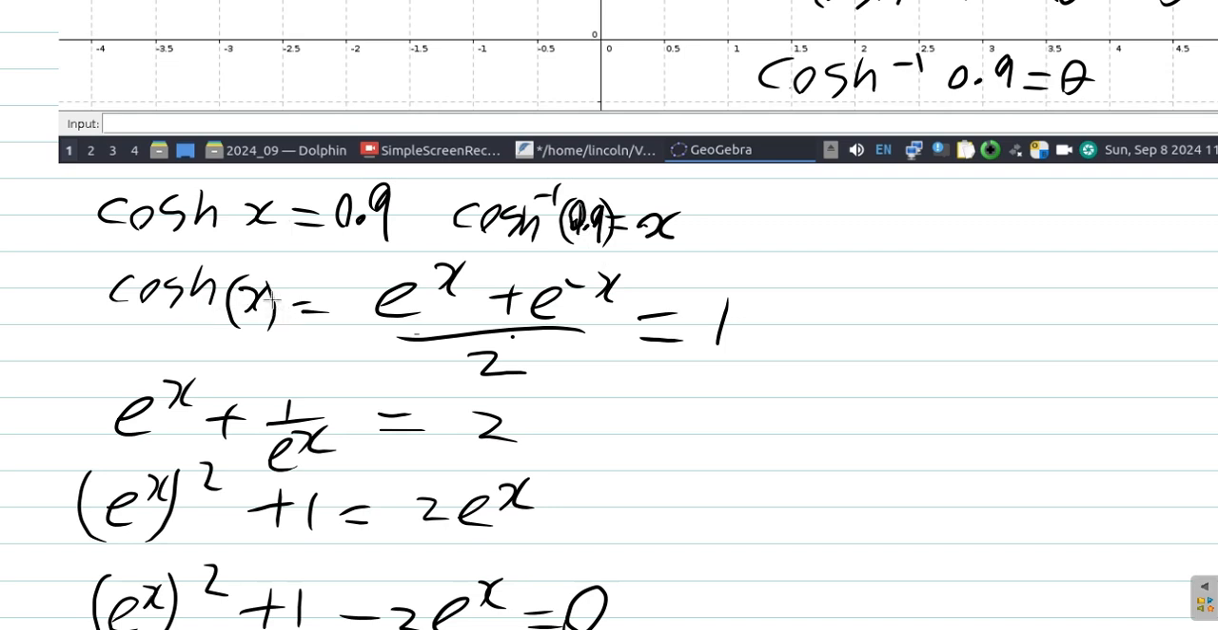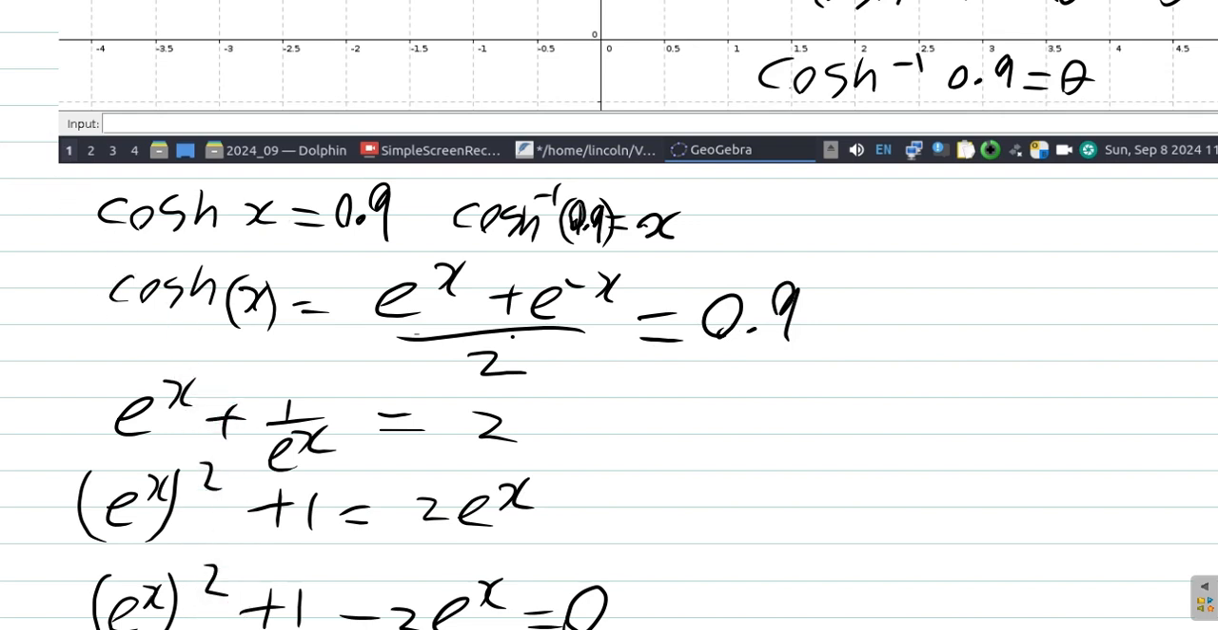Now, if the hyperbolic cosine of x is 0.9, it means e to the x plus e to the negative x over 2 is 0.9. Let me erase this and rewrite it. It is 0.9.